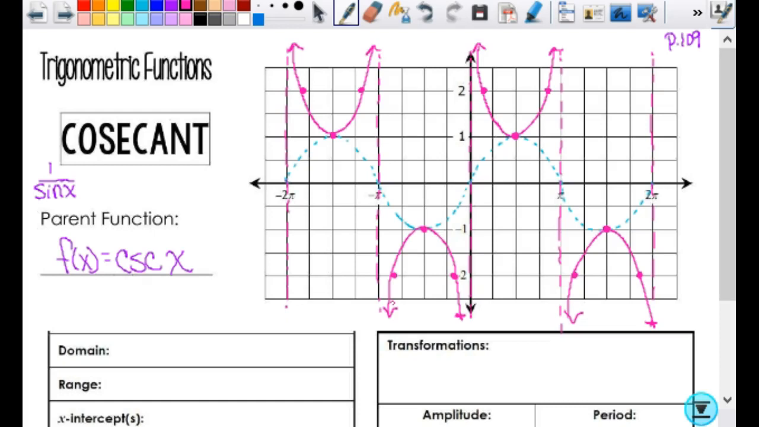Okay, so my pink graph is what should be dark on your paper because this is actually the graph of the parent function of cosecant. But I've also got pieces out here. I can do this one, and we can do this one.